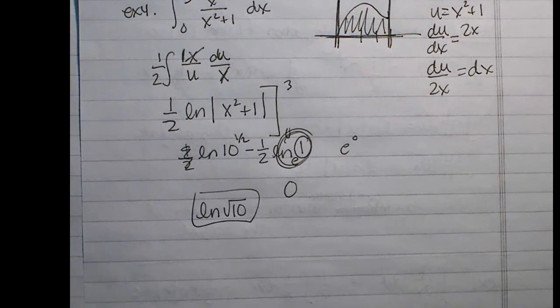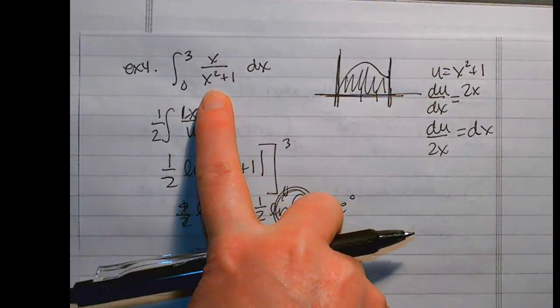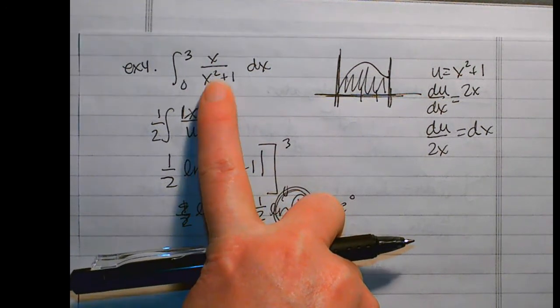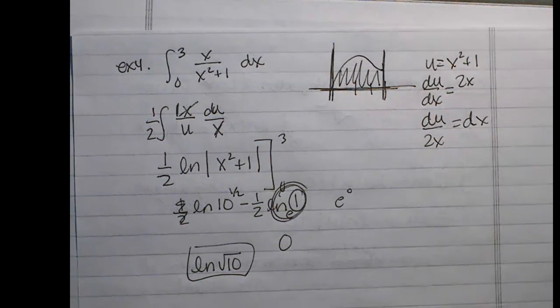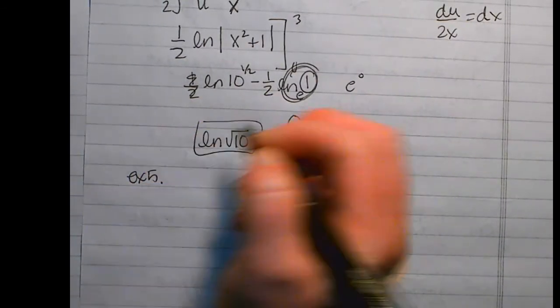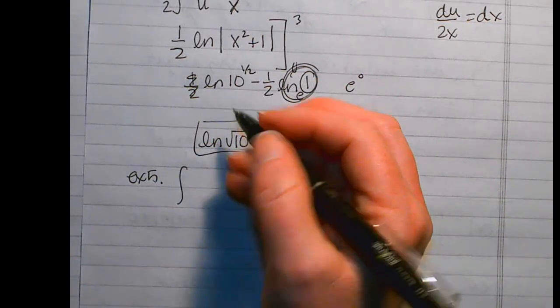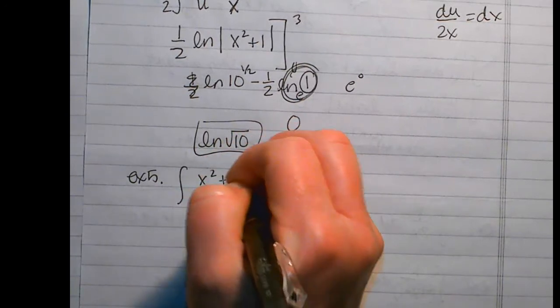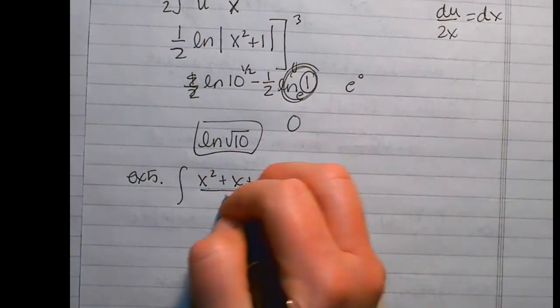So up to this point, all of our examples, the top has been a smaller degree than the bottom. Because when we take the derivative, we go down a degree, and so things cancel. So here's where long division comes into play. Example 5. Example 5 says, please take the integral of x squared plus x plus 1 divided by x squared plus 1.